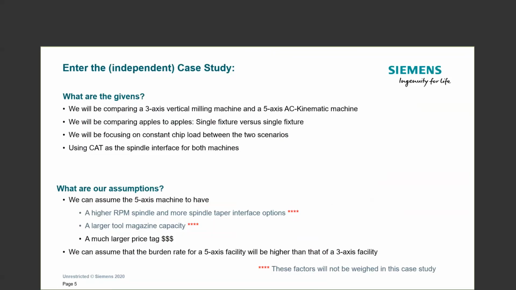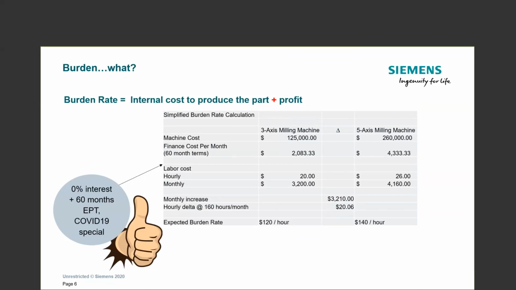That's a good question. I don't know if everybody's familiar with the term burden rate. There are certainly different ways to interpret it. We decided to come up with our own definition for this case study, and I think it's very applicable. So for today, we're going to define the burden rate of a manufacturing facility simply as the internal cost to produce a part plus profit. We have to remain profitable, or else we don't have a business. So it covers our internal cost, and profit on top. Simple.